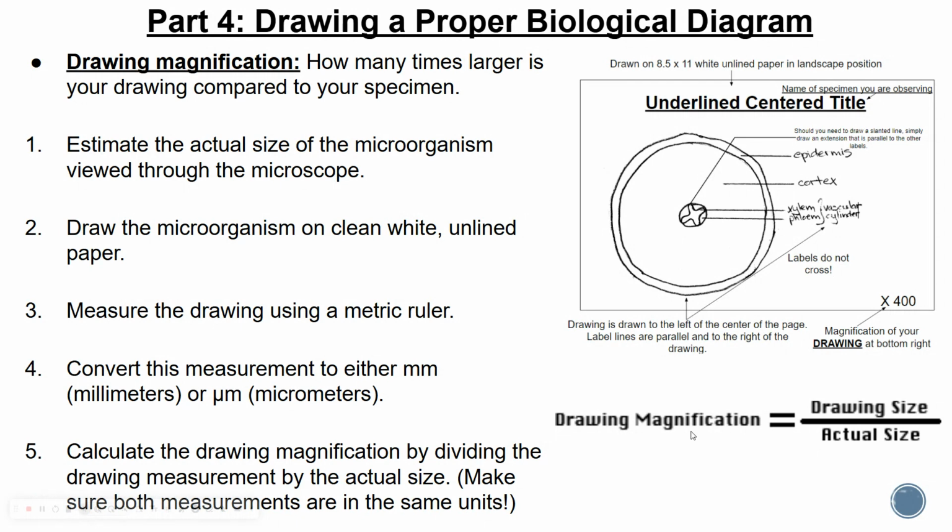So to do that, you have to figure out the actual size of your specimen as we saw in the previous video. You would then measure the size of your drawing. You would then do the drawing size divided by the actual size of the specimen, and that would give you your drawing magnification, which is what you put at the bottom over here. We're going to do an example together, but it's going to be an important calculation for you to do.